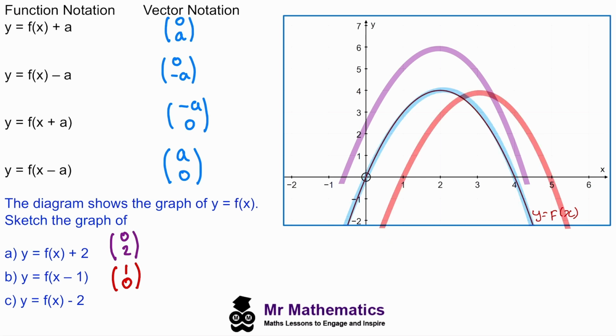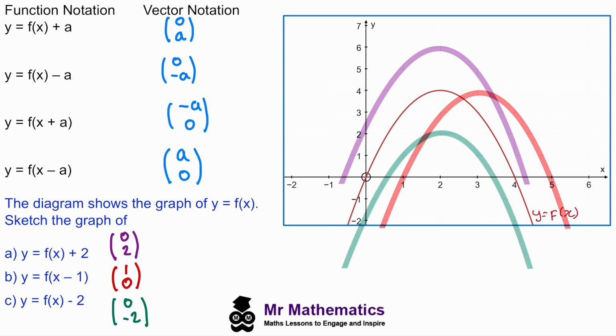And then for question C, we've got f of x minus 2. We can see this 2 is outside the brackets, so we're translating the entire function. So we'll use this vector, which will give us a translation of 0 and negative 2. So we have our function, and we're moving it 2 units vertically downwards.